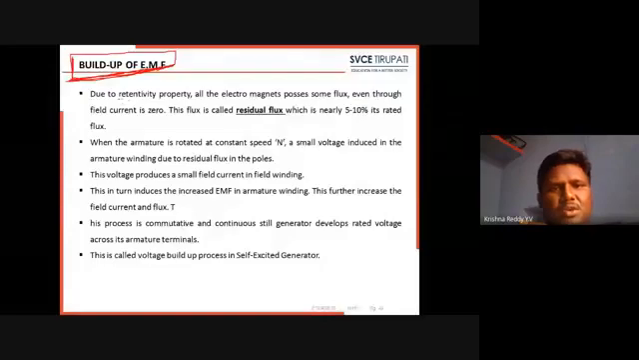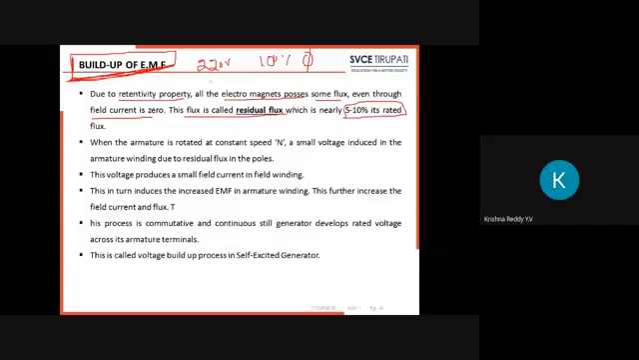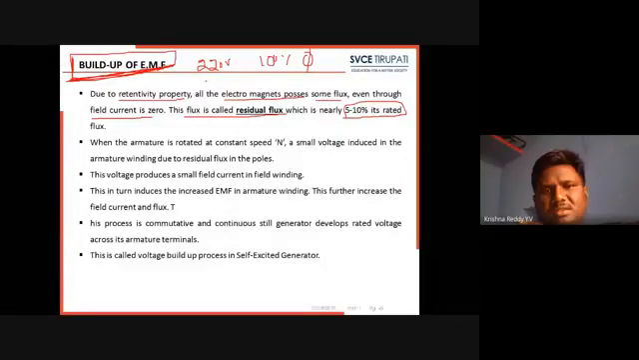Here, due to the retentivity property, all the electromagnets possess some flux, even though field current is zero. This flux is called residual flux, which is nearly 5 to 10% of its rated flux. So, in order to produce the rated voltage, we need 100% of flux, but due to residual flux, it is only 5 to 10%.